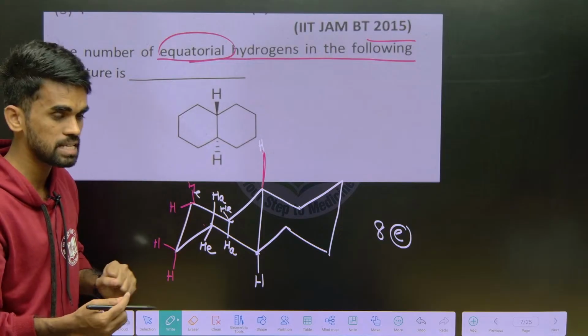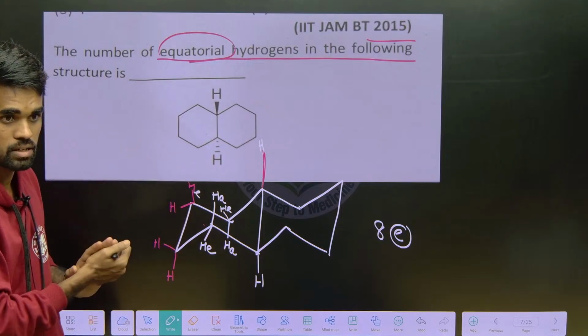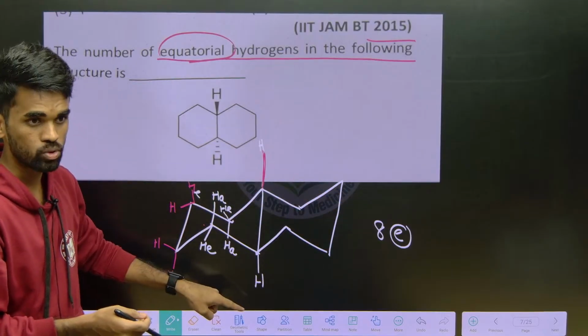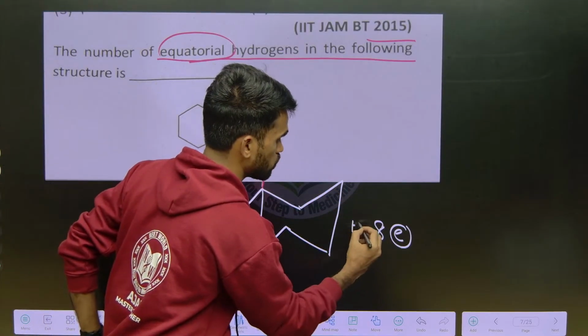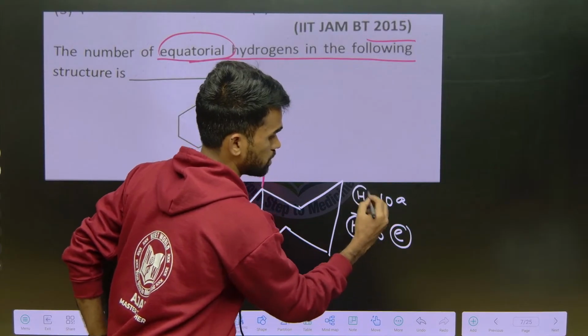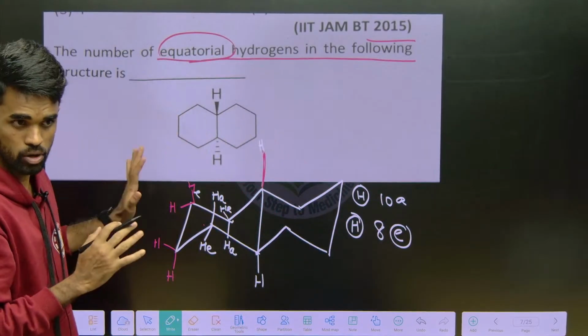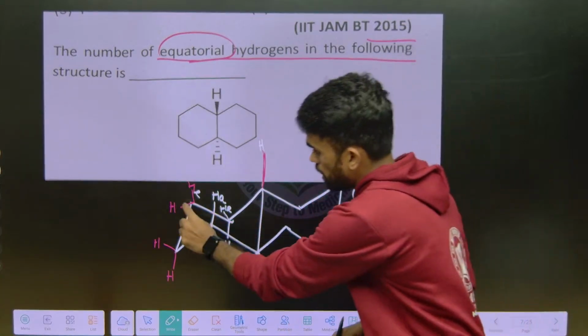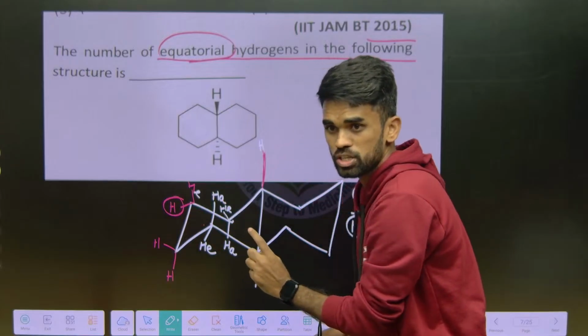And how many axial hydrogens are in this molecule if I ask? 10, because 8 are common, plus these 2 more. So 8 hydrogens are equatorial and 10 hydrogens are axial. Okay, clear now? You are able to identify. See, what about this position? What is the name of this position?